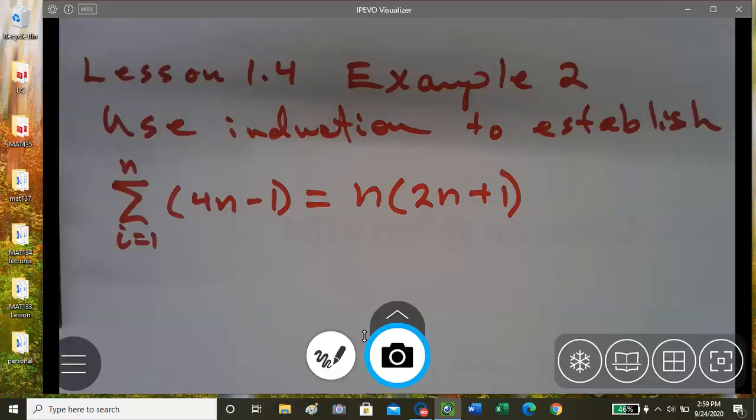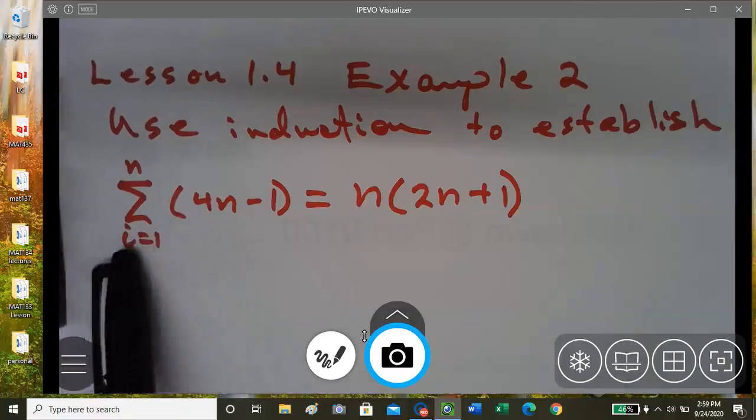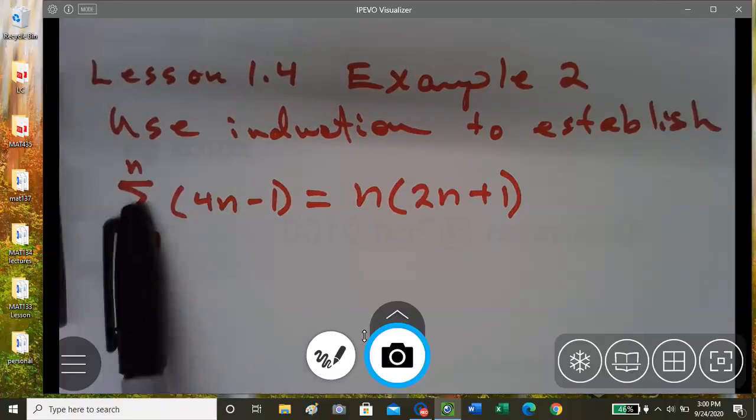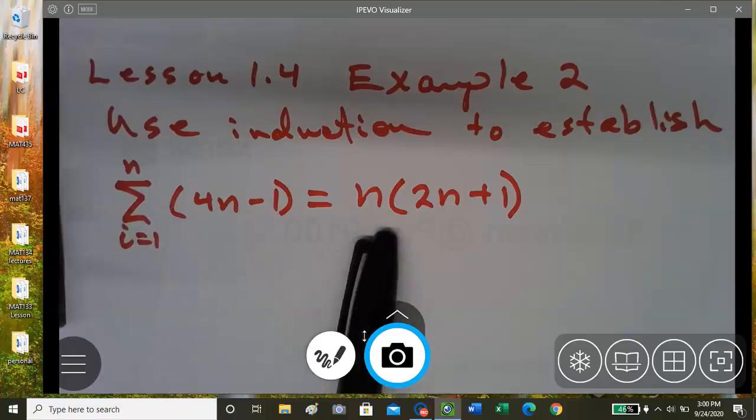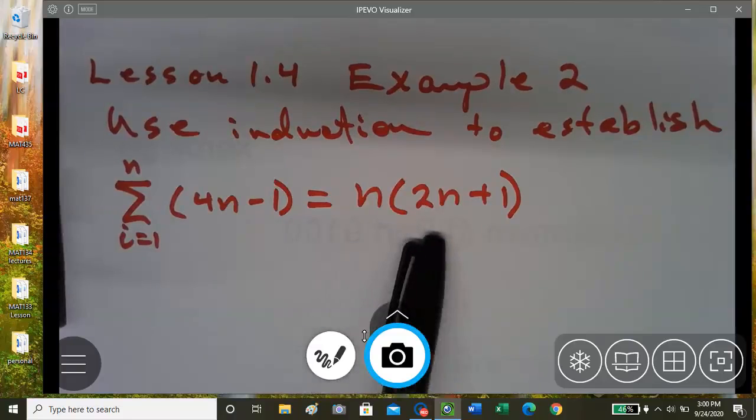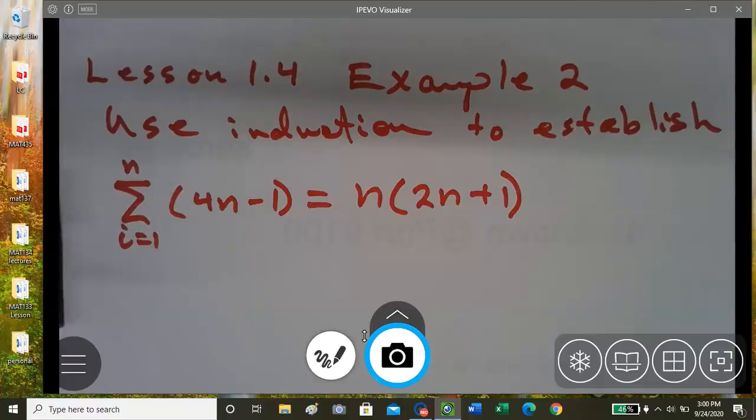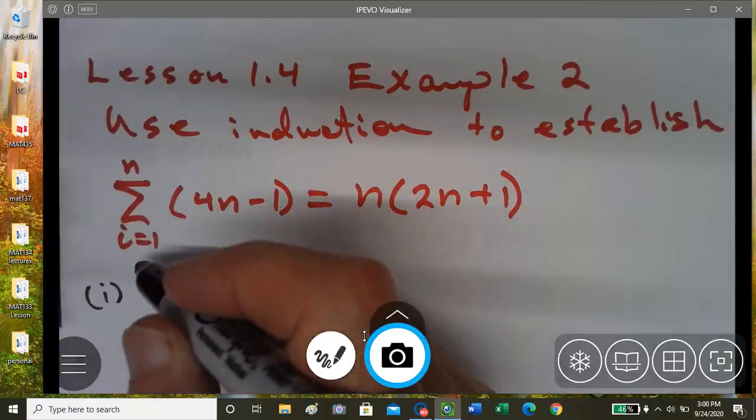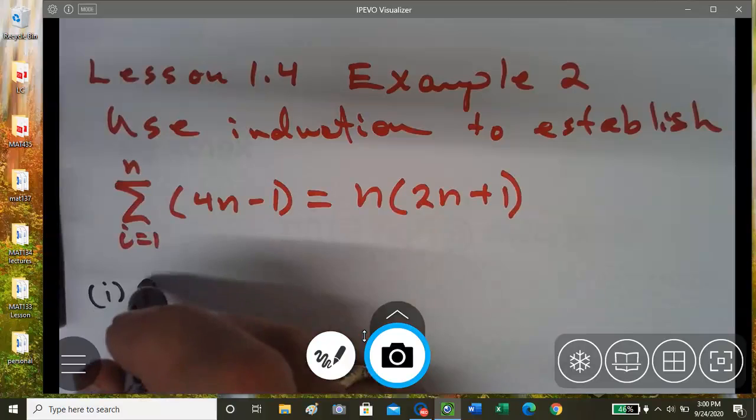Okay, this is lesson 1.4, example 2. And here we're using induction to establish the summation of 4n minus 1 from i equals 1 to n, equaling n times 2n plus 1. So the first thing we need to do, part 1, is we need to let n equal 1.